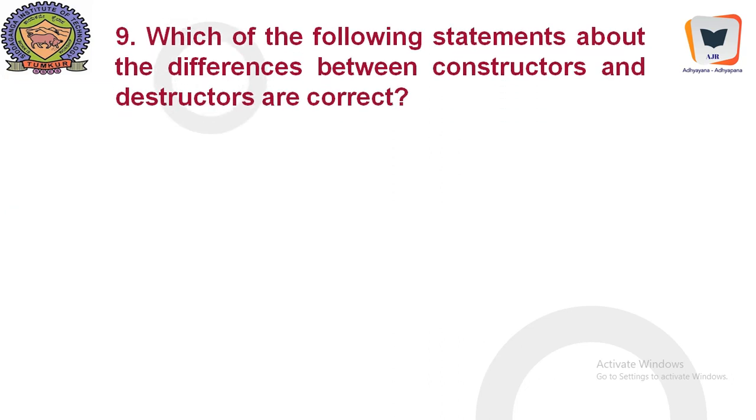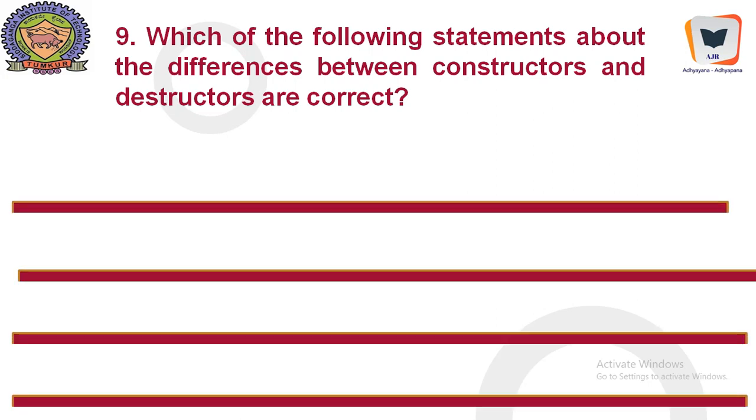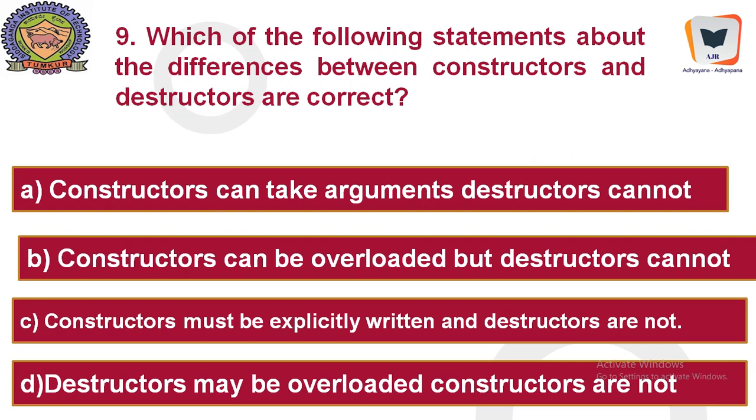Right. Then the 9th question is, which of the following statements about the differences between constructors and destructors are correct? We will go through that. Constructors can take arguments, destructors cannot. That's correct. Constructors can be overloaded, but destructors cannot. That is also correct. Constructors must be explicitly written and destructors are not. No, it's not required. Constructors are written by the compiler by default, and destructors may be overloaded, constructors are not. No, there is no way of overloading a destructor.